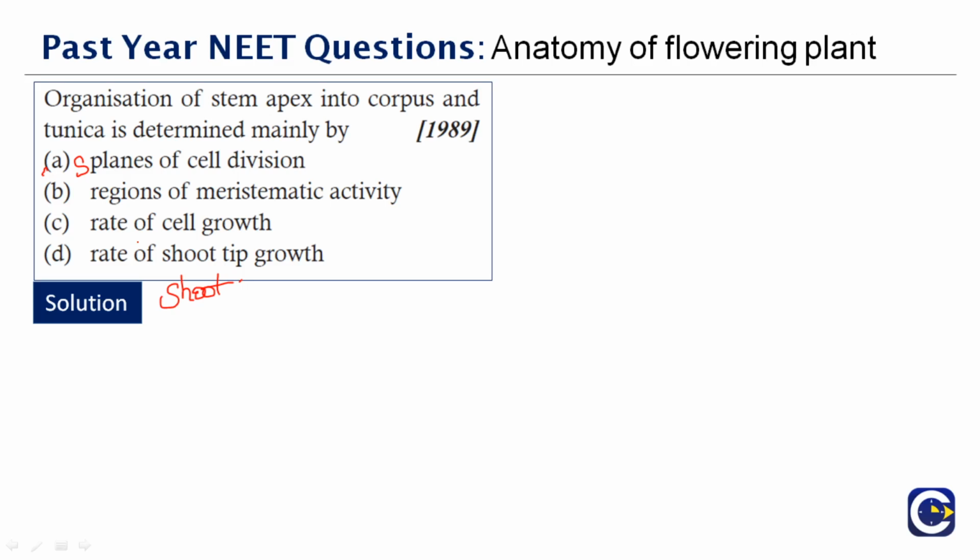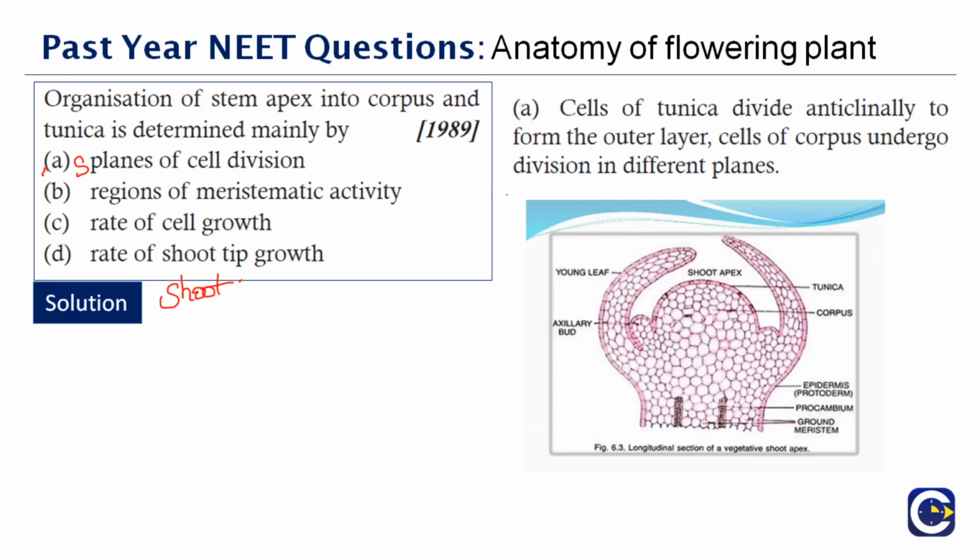Cells of tunica will divide anticlinally to form the outer layer, and cells of the corpus will undergo division in different planes. Therefore, the correct answer is option A. You have a diagram here which shows the shoot apex, the cortex and the tunica, and they undergo cell division. So the organization of the stem apex into cortex and tunica is determined with the help of the planes of cell division. Therefore, the correct answer is option A.